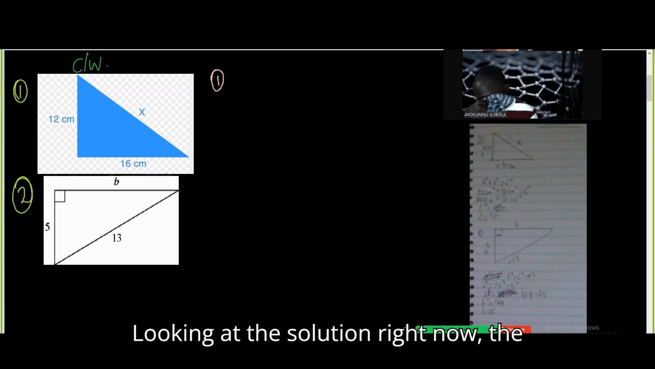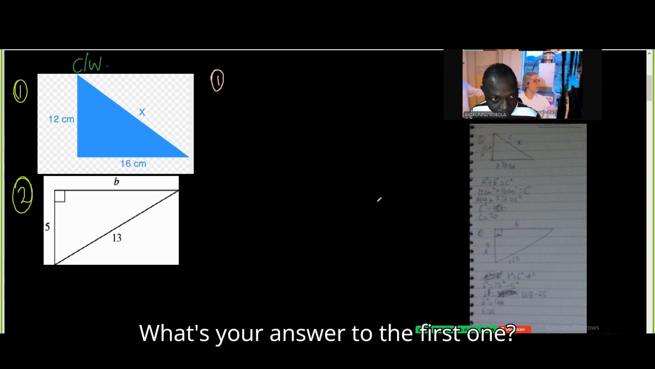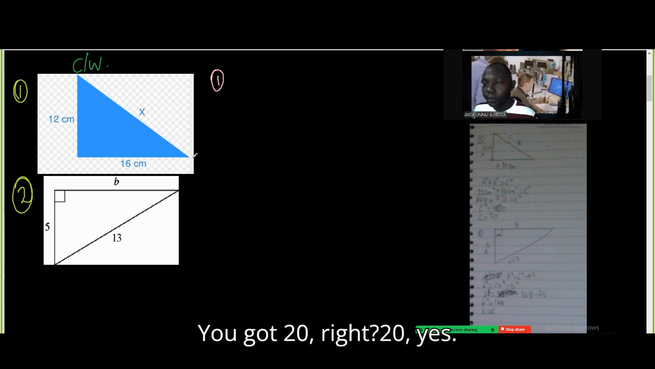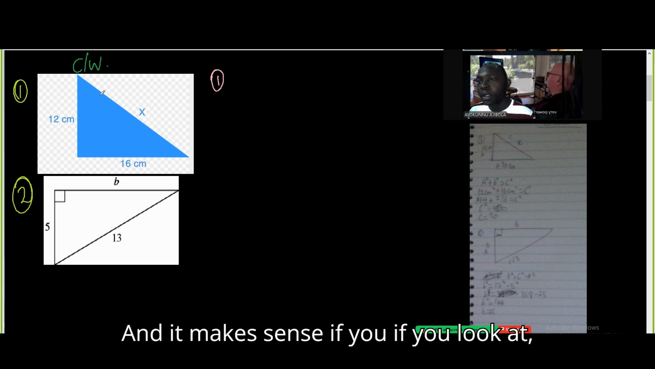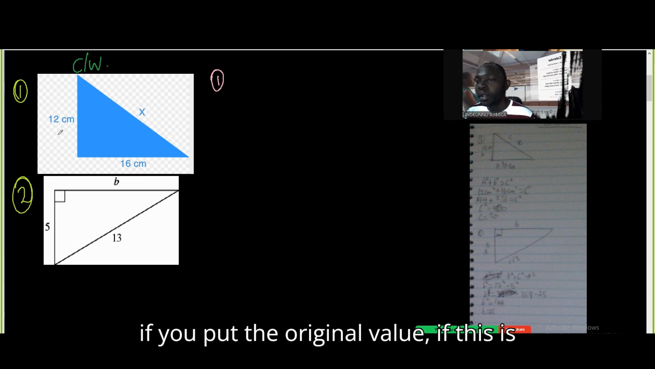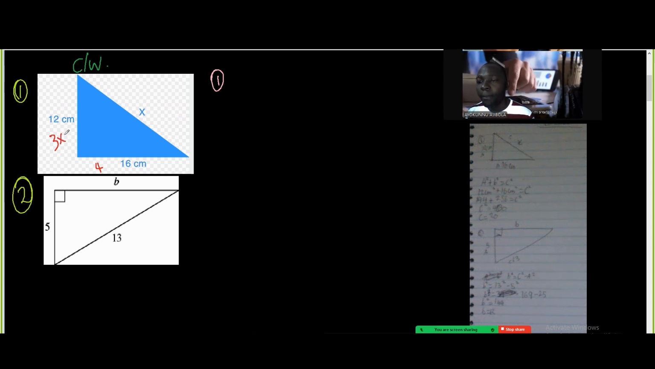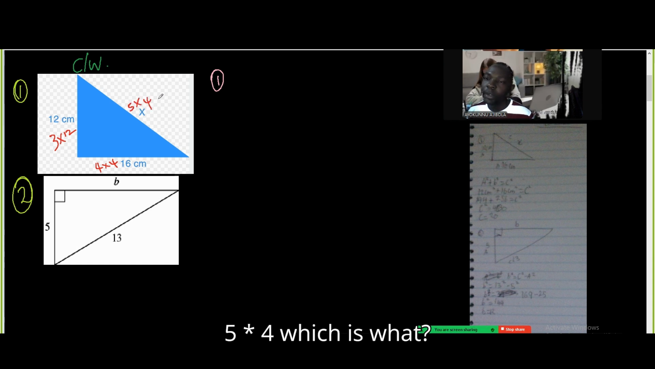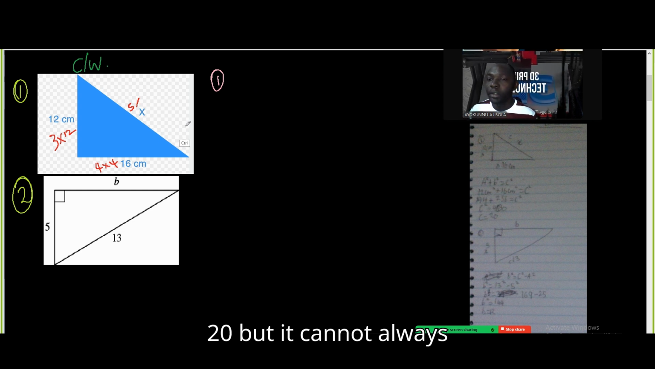Looking at this solution right now, the first one you're finding x. What's your answer to the first one? You got 20, right? Yes. And it makes sense if you put the original values. If this is 3 and this is 4, this will be 3 times 4, which is 12, and this 4 times 4, which is 16. And this will be 5 times 4, which is 20.